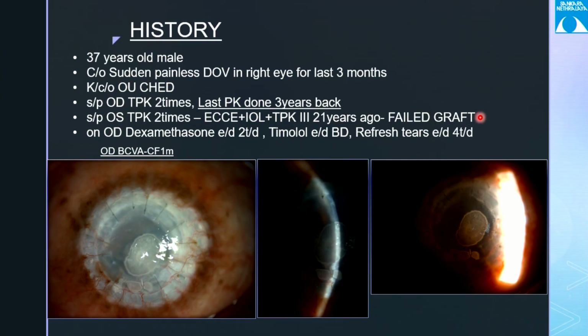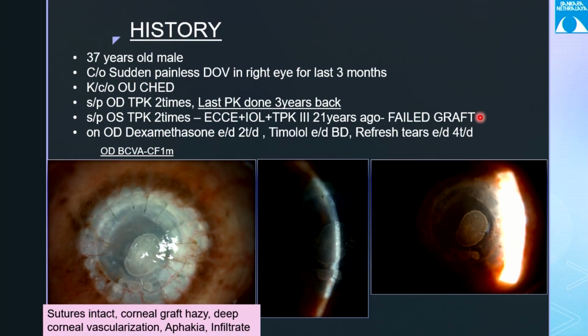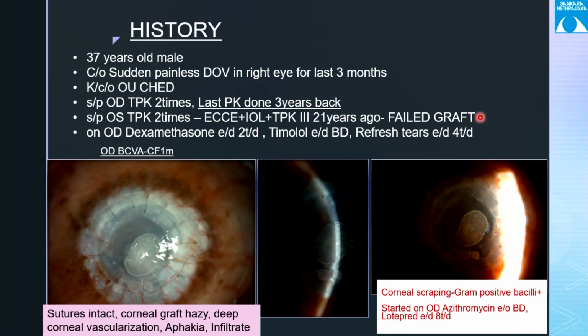The best corrected visual acuity was counting fingers at 1 meter. Here we can see that the graft is centered. The sutures are well intact with corneal vascularization in 3 quadrants. The patient had an IOL removal, so the patient has aphakia, and there is a central infiltrate of 4 by 4 millimeters. A corneal scraping was done, and it came positive for gram-positive bacilli. So the patient was started on azithromycin eye ointment twice daily with loteprednol eye drops 8 times daily, tapering dose.